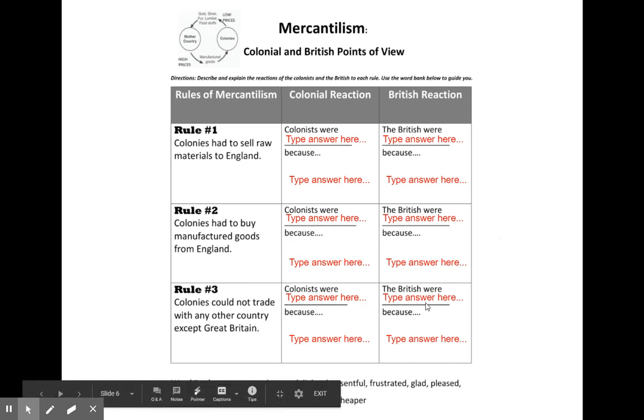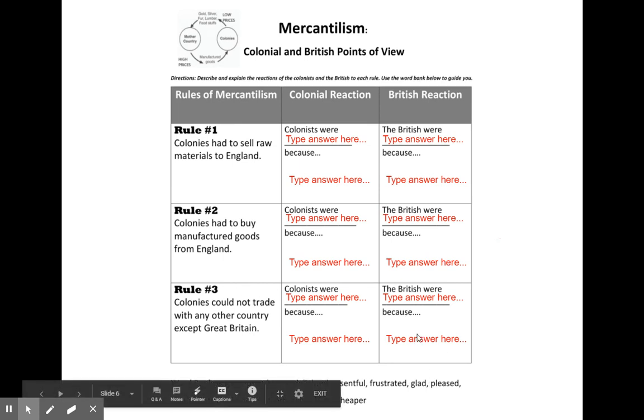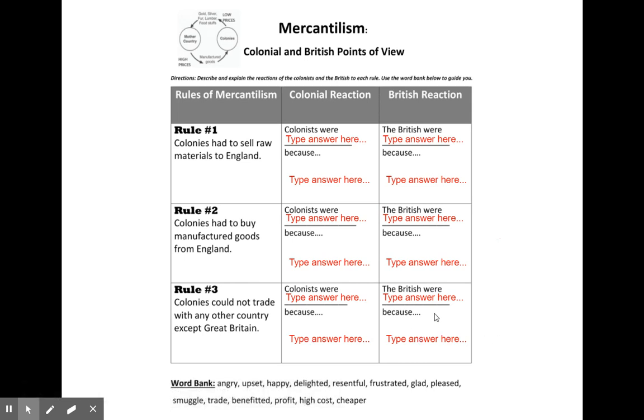And then why is the British like this? Again, it's going to be positive. Well, again, you're controlling the colonies. So with mercantilism, who's making money? Great Britain. Who is not making as much money? The colonists. They have to pay more for goods plus sell their stuff for less. Not really too much great stuff about mercantilism for the colonies, but this was the rule.